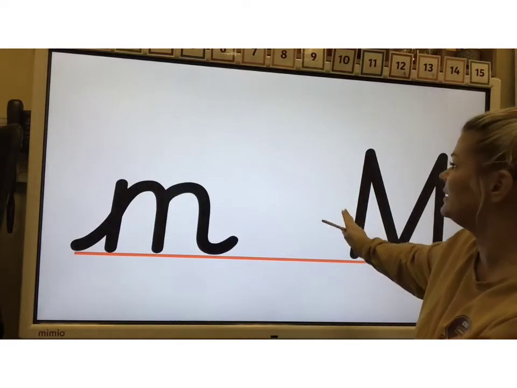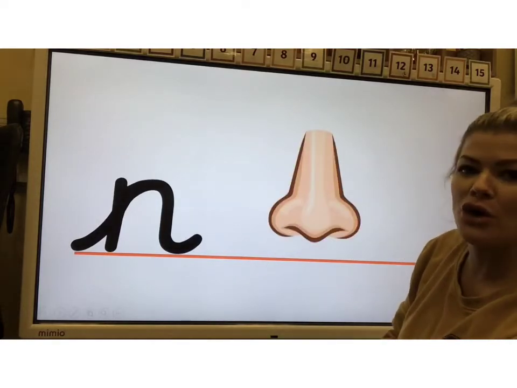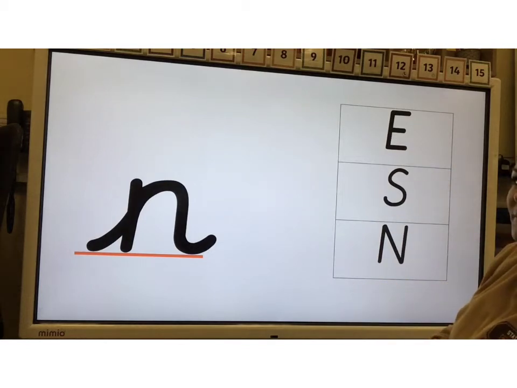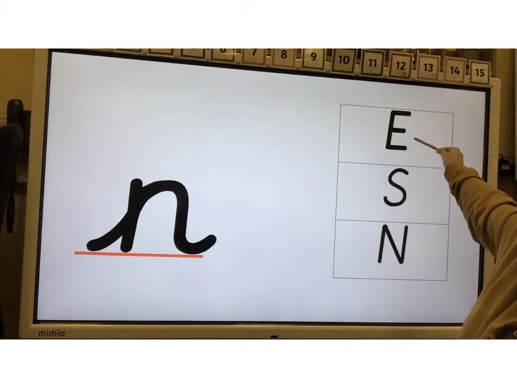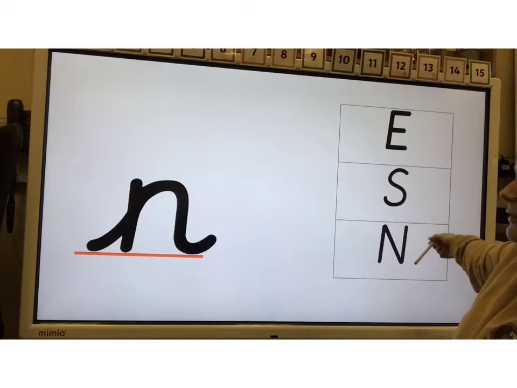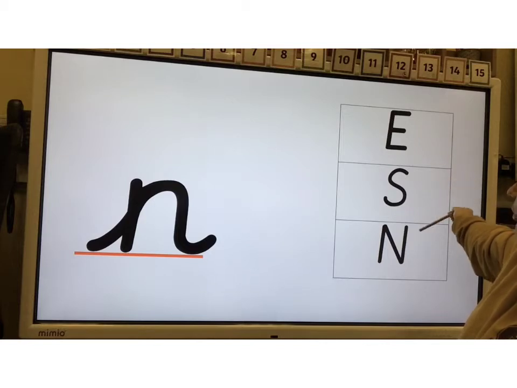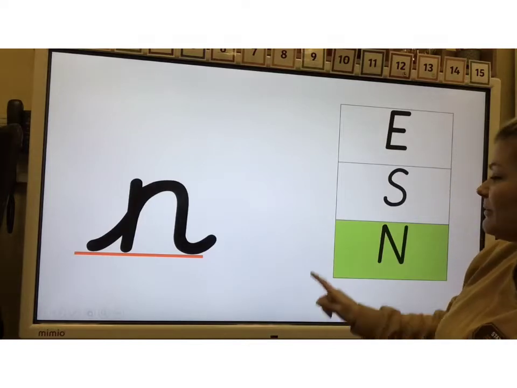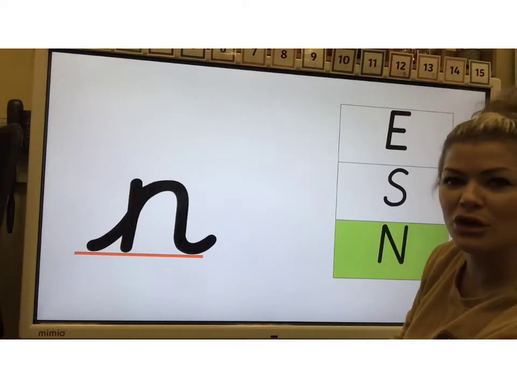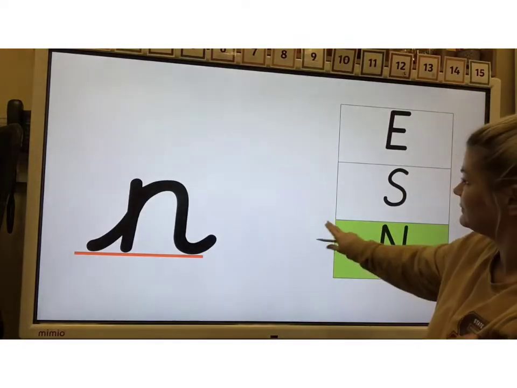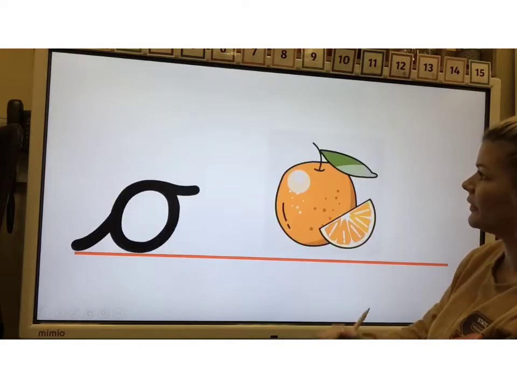Next letter. N for nose. Which one is the capital? Is this capital M? Is this capital M? Is this capital M? Shout out whether you think it's top, middle or bottom. The answer is bottom. This is capital N. The capital N and the capital M look quite similar. There they are.